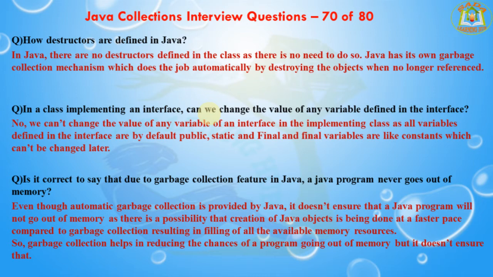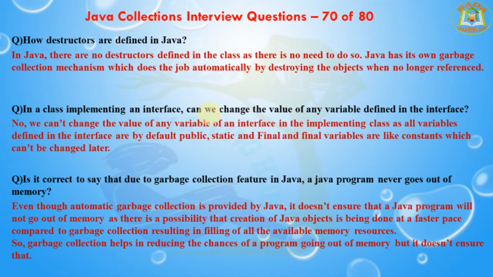The next question is, in a class implementing an interface, can we change the value of any variable defined in the interface? No, we can't change the value of any variable of an interface in the implementation class, as all variables defined in the interface are by default public, static and final. And final variables are like constants which cannot be changed later.